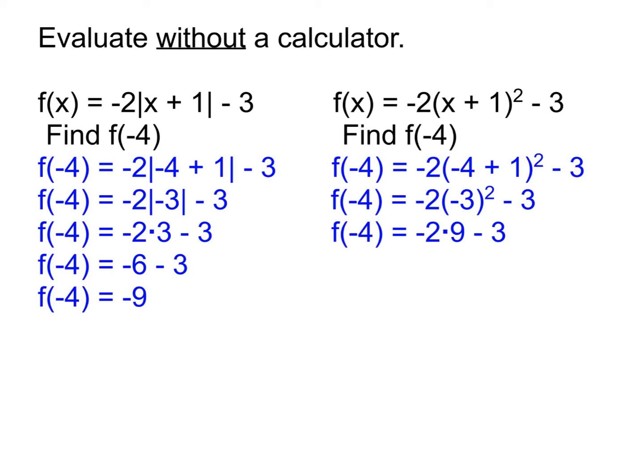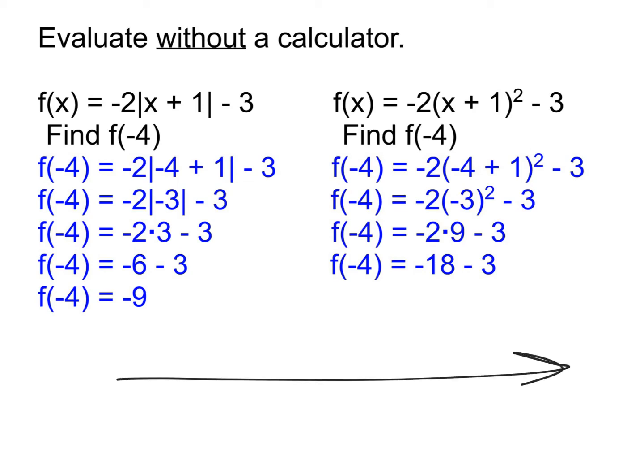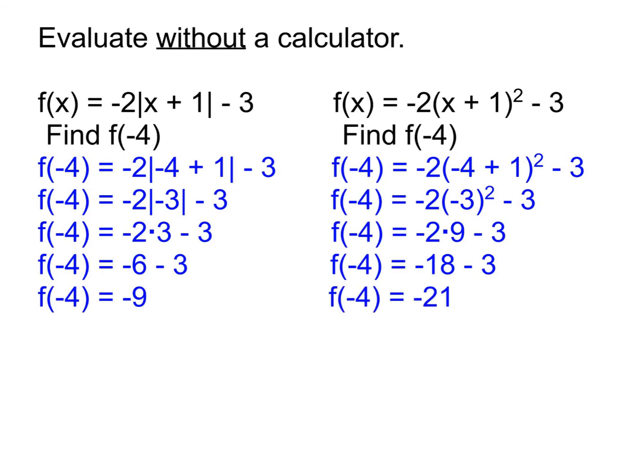All right, next up in the order of operations after exponents is multiplication and division. That means I have to do the negative 2 times 9. What's a negative times a positive? Negative, absolutely. And then 2 times 9 is 18. So we end up with f of negative 4 equaling negative 21.